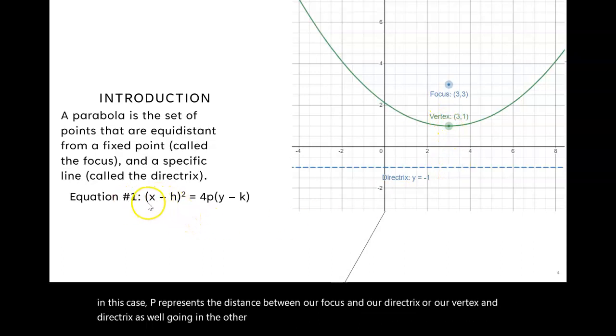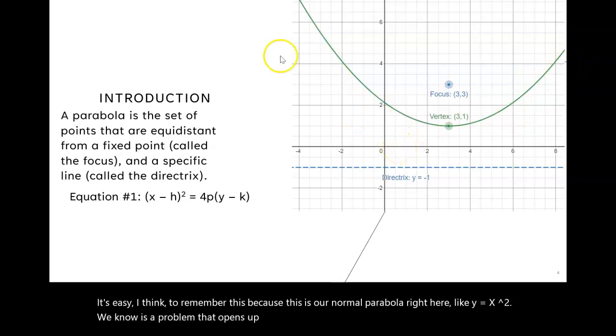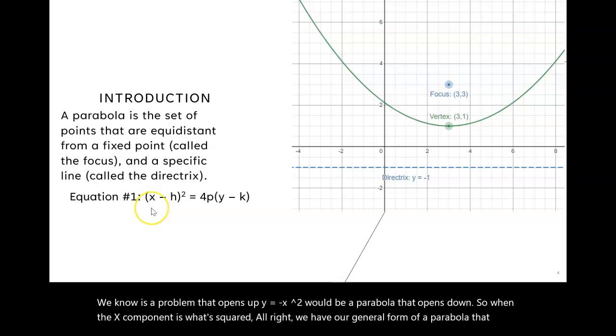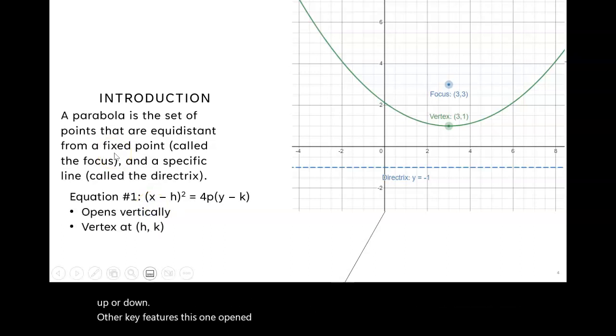It's easy, I think, to remember this because this is our normal parabola, like y equals x squared. We know as a parabola that opens up. y equals negative x squared would be a parabola that opens down. So when the x component is what's squared, we have our general form of a parabola that opens up or down. Other key features, this one opens vertically, as I said, opens up or down.